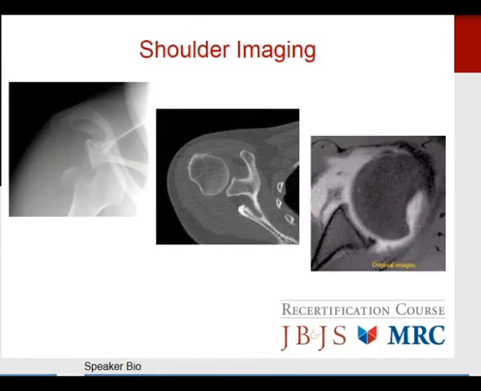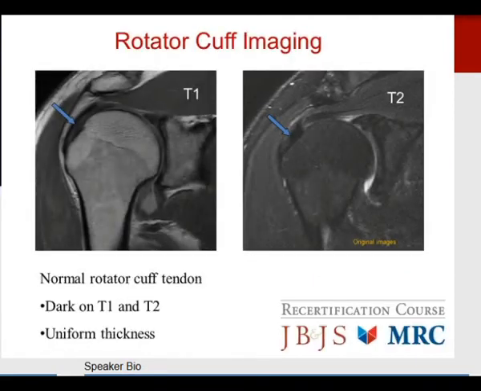Okay, now we're moving on to the upper extremity, and we're going to deal with shoulder imaging, another area that you're likely to see several questions dealing with MRI. We need to understand the normal imaging appearance of the rotator cuff complex.